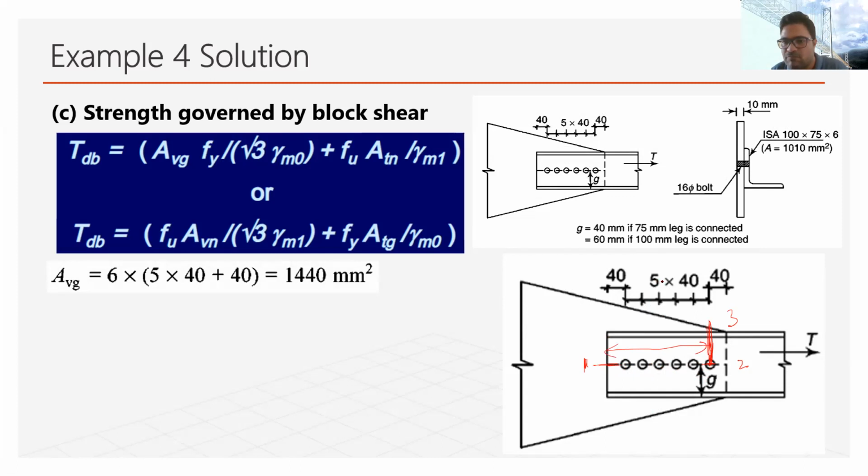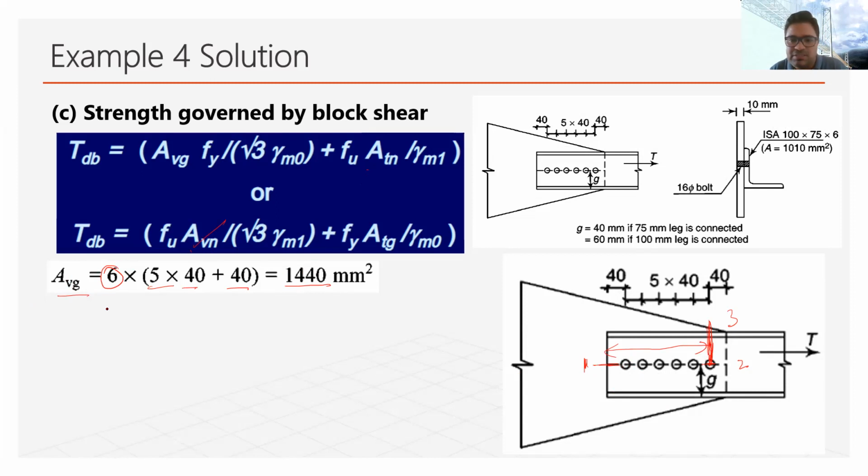This length will be 5 into 40 plus 40, which is the edge distance. So you can see here 5 into 40 plus 40. That is the length, multiplied by the thickness of the angle. So in the calculation of AVG, we are considering that there is no bolt hole. Okay, this is how we calculate AVG. Now we will find out AVN. How do we find out AVN?